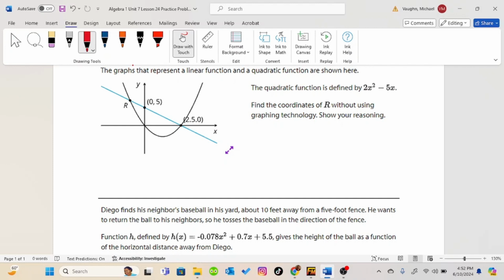So what I can do is find the slope. And if you remember, the slope is the change in y. It went from 5 down to 0, so that's negative 5, over the change in x. It went from 0 to 2.5. So negative 5 divided by 2.5 is negative 2. So now we could do the slope-intercept form.